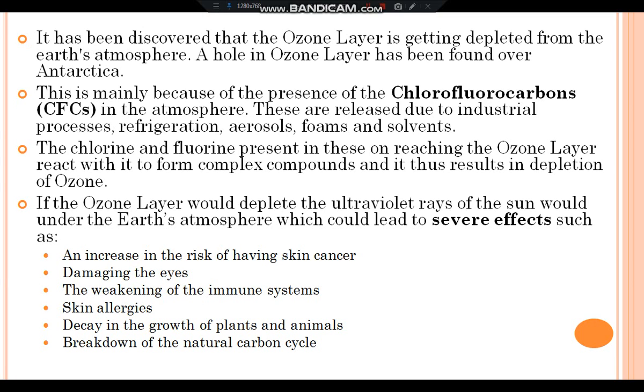If the ozone layer were to deplete, the ultraviolet rays of the sun would enter the Earth's atmosphere, which could lead to severe effects such as an increase in the risk of skin cancer, damage to the eyes, weakening of the immune system, skin allergies, decay in the growth of plants and animals, and breakdown of the natural carbon cycle.